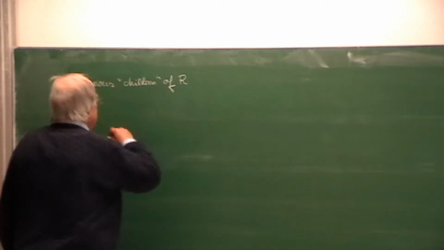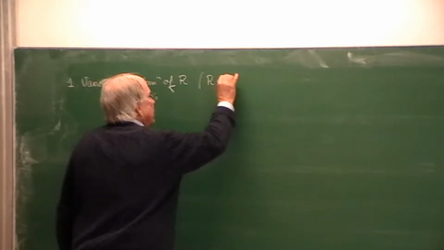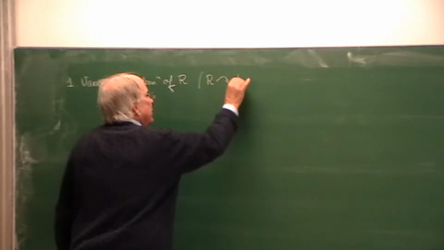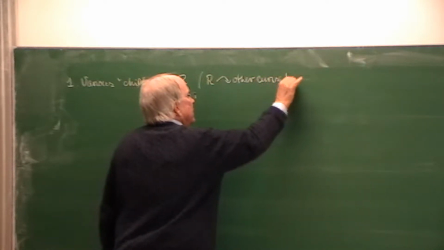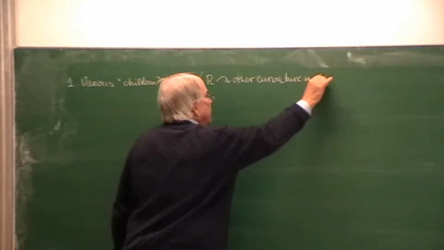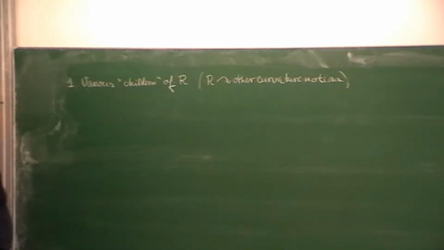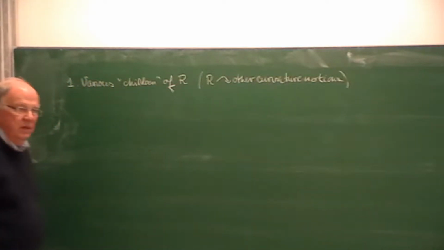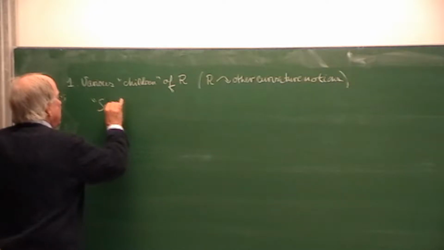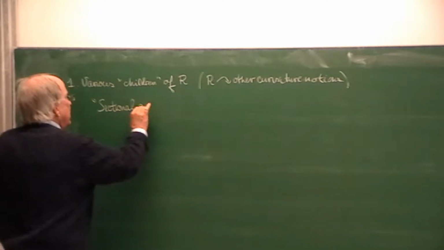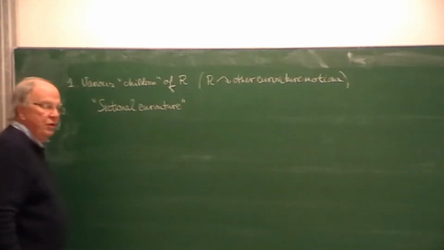So, in other words, given the Riemann curvature tensor, we deduce other curvature notions, which maybe are more intuitive or maybe simpler to understand. So the two notions that I wanted to first speak about are called sectional curvature and Ricci curvature.